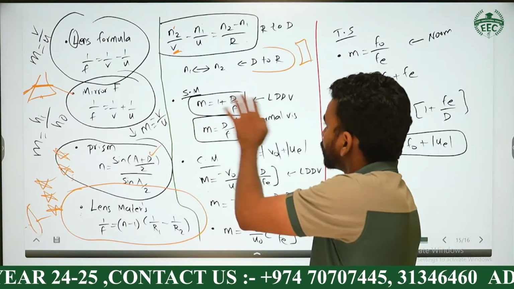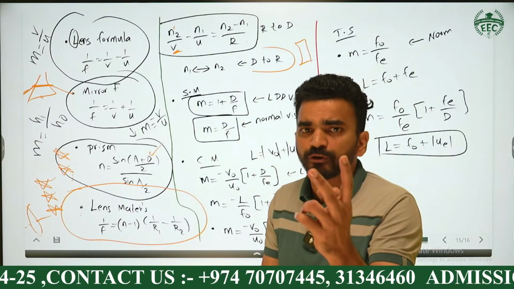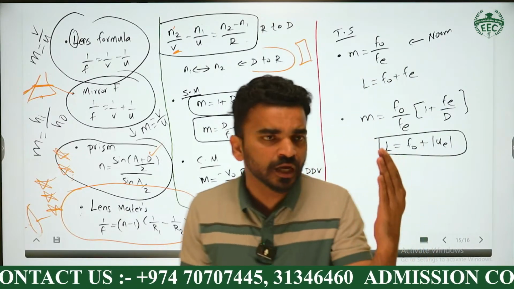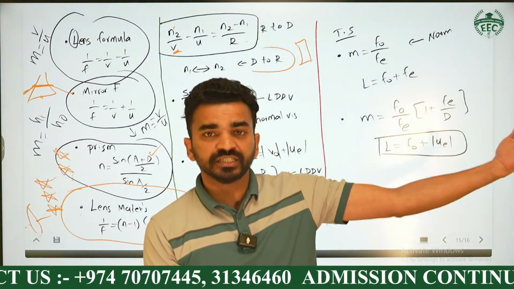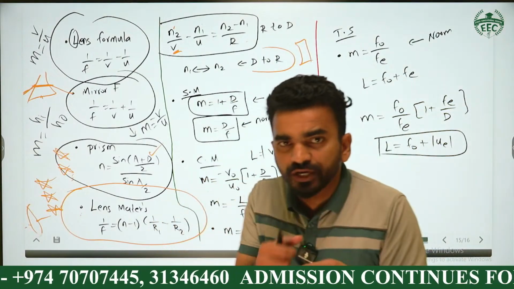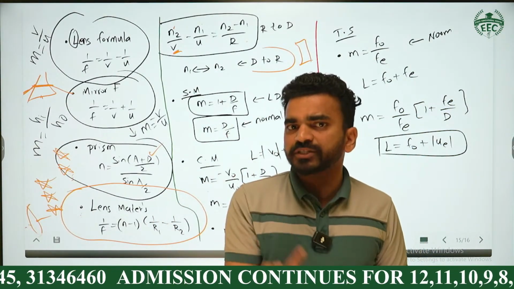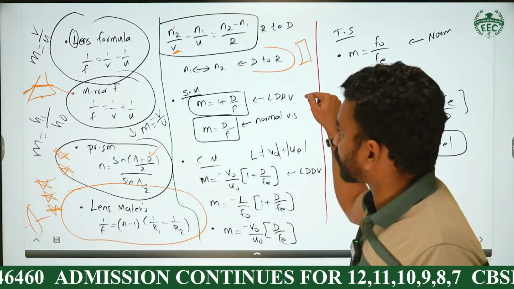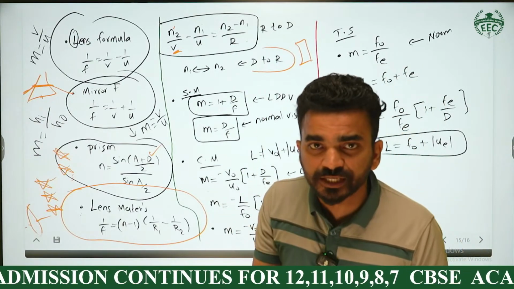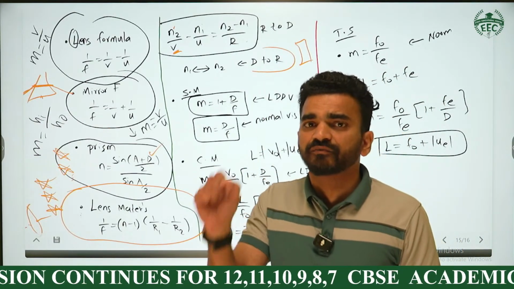Simple microscope: there are 2 settings for every instrument, right? We can view the object when it is very near or very far. In a microscope, while looking, you can make the image very close to the eye or very far from your eye. So there are 2 types of settings for the instrument. One is called the least distance of distinct vision setting.